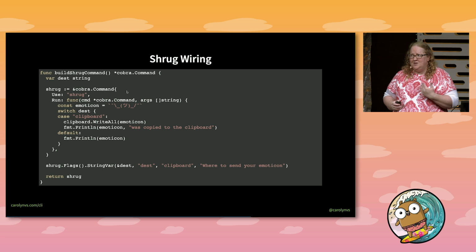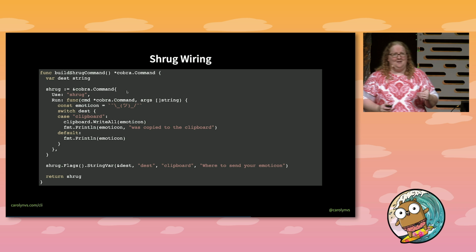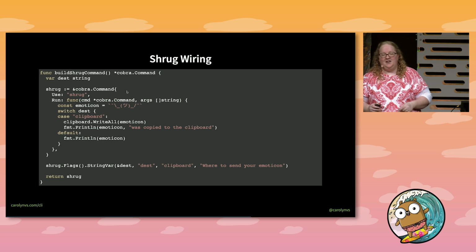And then we have one more super glaring problem with the code I wrote. Microsoft is totally going to fire me. The command shrug is hard-coded. Every single time I want to have a new emoticon, I've got to add a new Cobra command. This is not going to stand. We need to fix this.